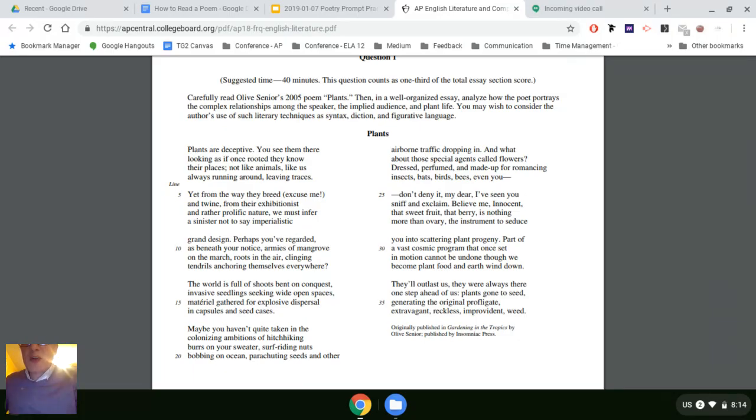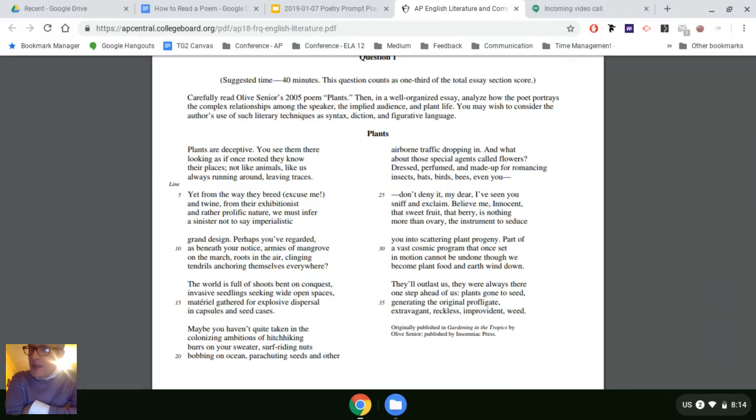And what about those special agents called flowers, dressed, perfumed, and made up for romancing insects, bats, birds, bees, even you? Don't deny it, my dear. I've seen you sniff and exclaim. Believe me, innocent, that sweet fruit, that berry is nothing more than ovary, the instrument to seduce you into scattering plant progeny. Vast cosmic program that once set in motion cannot be undone, though we become plant food and earth wind down. They'll outlast us.